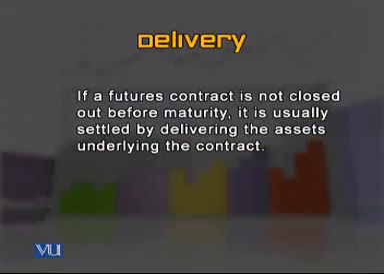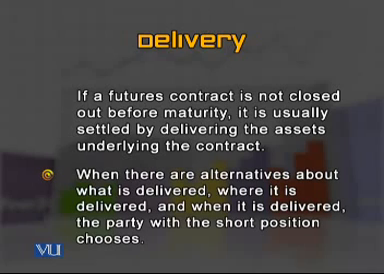If you were to be talking about deliveries in a futures contract, it is a possibility. But if a futures contract is not closed out before maturity, it is usually settled by delivering the asset. Also, we must understand when there are alternatives about what is delivered, where it is delivered, and when it is delivered, the party with the short position chooses. If nothing has been defined about the grades, about the times, about the delivery methodologies, then that will lie with the seller of the futures contract, and he can have the best possible alternatives to oblige the buyer of the futures contract, provided the maturity has ended and the contract has not been completed by offsetting a trade. So then the seller will have the best reasonable, acceptable choices about what is being delivered, when it's being delivered, and where it's being delivered.